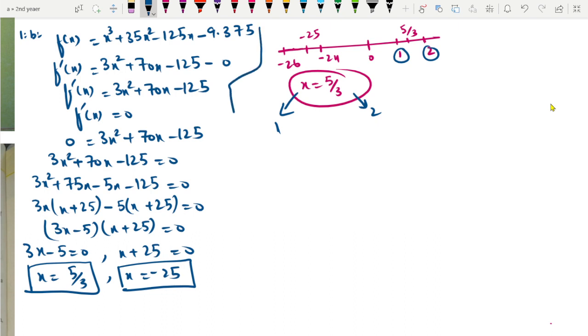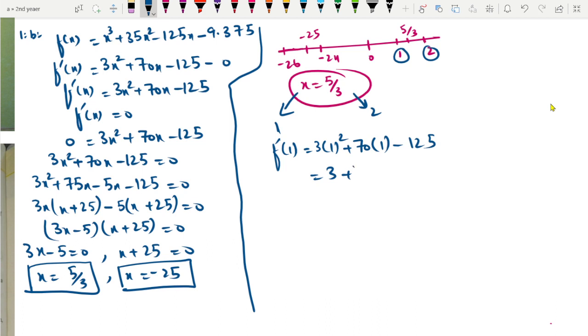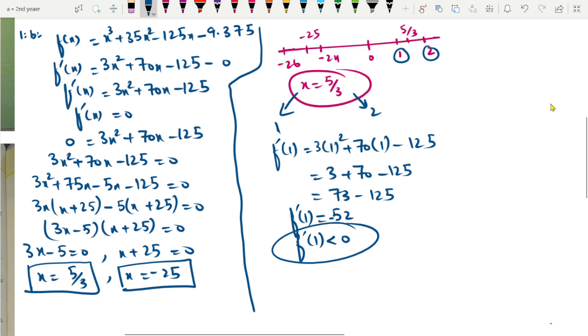So f prime of 1 is equal to 3 into 1 square plus 70 into 1 minus 125. So this becomes 3 plus 70 minus 125, 73 minus 125. So this is negative, minus 52. So f prime of 1 is less than 0. So here the function is decreasing.